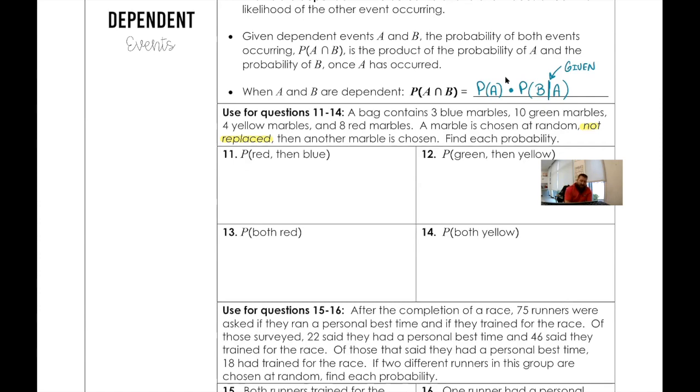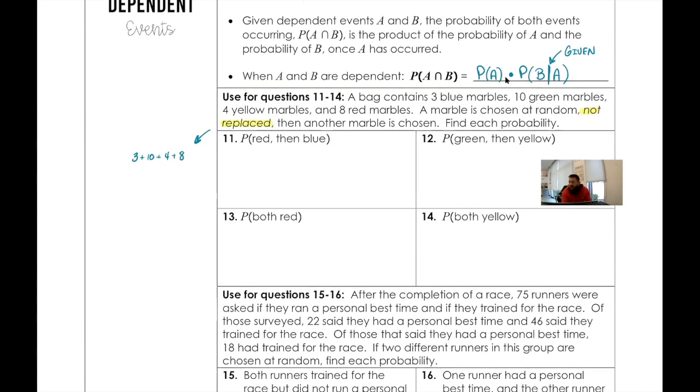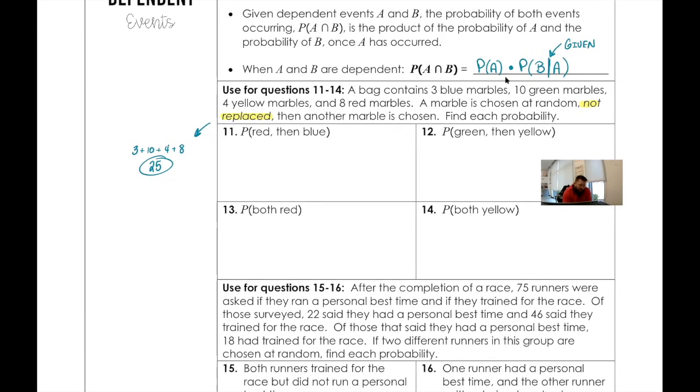So you want to know, what's the probability? So first off, let's see how many total marbles are in that bag. So we've got 3 blue, 10 green, 4 yellow, and 8 red. So 3 and 10 is 13 plus 4 is 17 plus 8 is 25. So there's 25 marbles to start. Okay, so first off, we want the probability of red, then blue. So we're pulling a red. We're not putting it back. We're setting her off on the table. And we want the probability of pulling a blue. So probability of red, then blue.